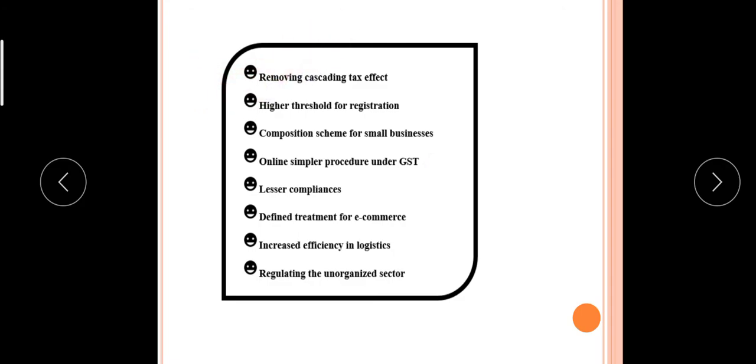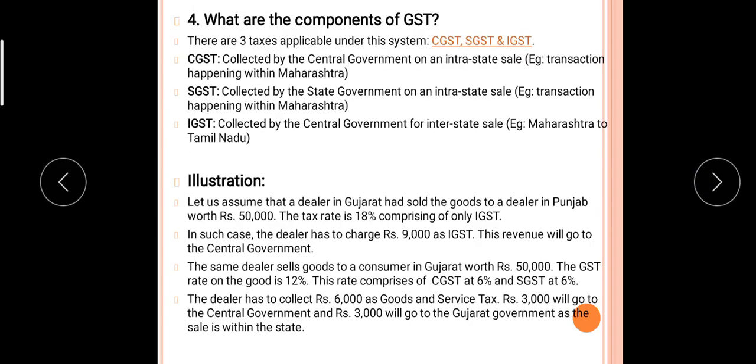Removing cascading effect, higher threshold for registration, composition scheme for small business, online simple procedure under the GST, lesser compliances, defined treatment for e-commerce, increased efficiency in logistics, and regulating the unorganized sector. So all these are the advantages of GST. Now what are the most important components of GST? The important components of GST are three, that is CGST, SGST and IGST. Then what is this CGST, SGST and IGST?